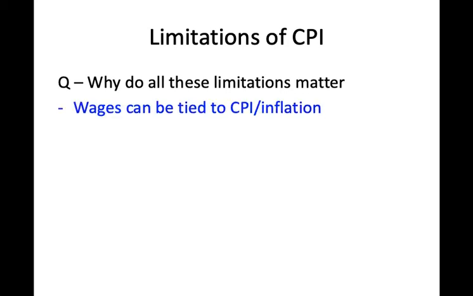So why do these limitations matter? I alluded to this before with wages, right? Wages being tied to CPI inflation matter. Maybe you're lucky enough to be able to say, my employer or my job ties my wages to CPI and inflation. So if inflation happens to be 2.1% this year, there's a guarantee in my contract that my wages will go up at least 2.1%, at least keeping me on track to be on par with my spending from before.